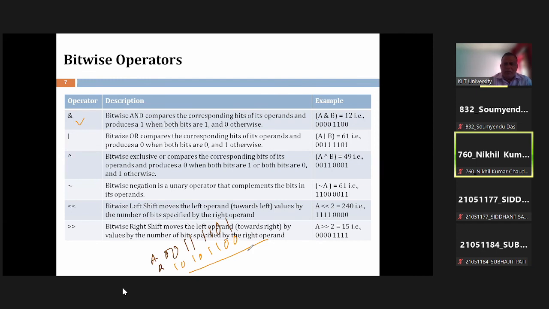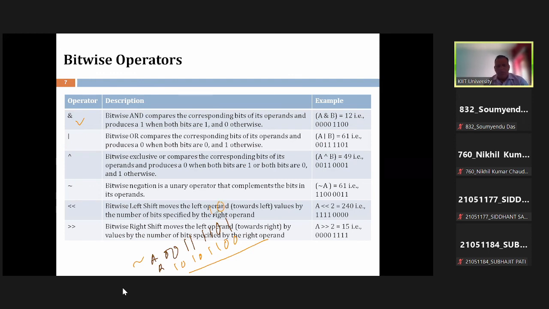When I go for a complement, basically negation of A, if A is data, negation means every bit will be complemented, 1 will be converted to 0, 0 will be converted to 1. When I go for left shift operations, if I write left shift 2, this number will be shifted 2 times towards left. If I write right shift 3, the number will be right shifted 3 times. So these are the logical operators.